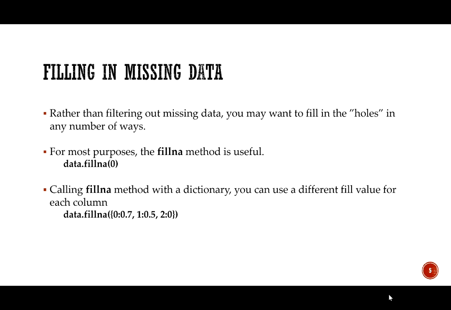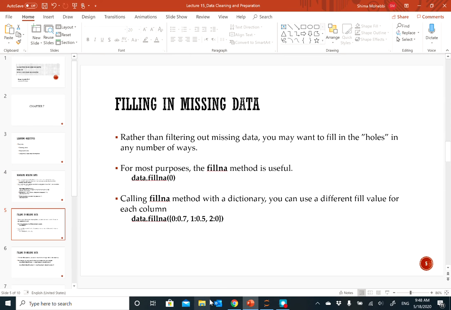So when you call the fillna method, then you can replace all missing values with a number. In this example, let's say we want to replace them with 0. You can also pass a dictionary. Calling the fillna method with a dictionary, you can use different fill values for each column. For example, for the first column, or variable, you want to replace missing values with 0.7, as you can see in this example. For the second column, you replace missing values with 0.5, and for the third column, you replace them with 0. So let's run this.